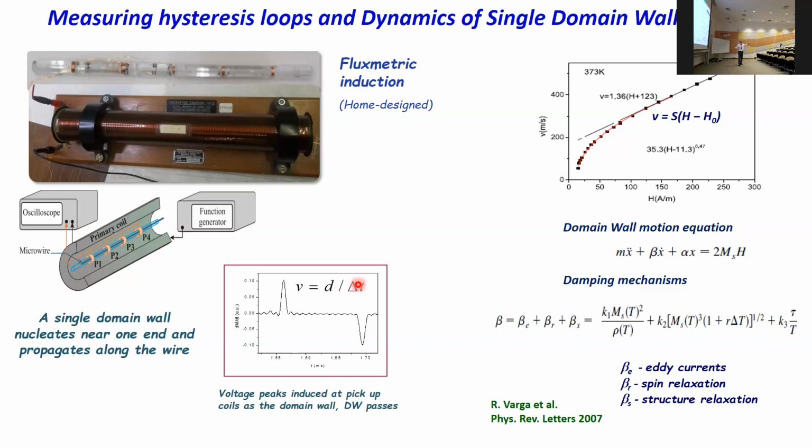This is an example for a particular microwire. So we have a linear behavior between the velocity of the domain wall as a function of the applied field after some transient behavior at the beginning. So we studied years ago the damping mechanisms using the general equation of motion of the domain wall. And we were able to determine which are the different damping mechanisms trying to stop, to damp, the motion of the domain wall.